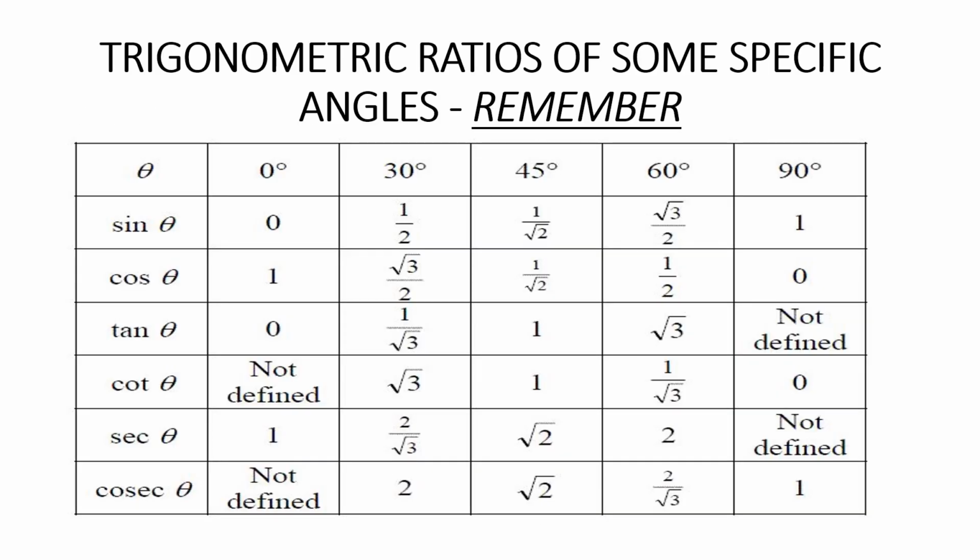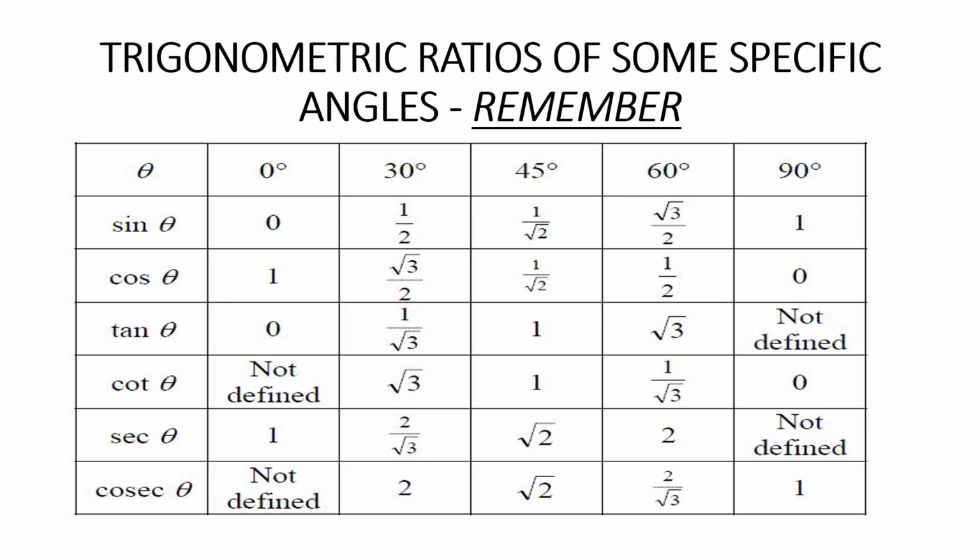Now some trigonometric ratios of some specific angles. Remember, this is very important. You need to know this. Correct? You need to remember this. Now since it is a right angle triangle, you have 0 to 90 degree. From that some important measures are 0 degree, 30 degree, 45 degree, 60 degree and 90 degree.